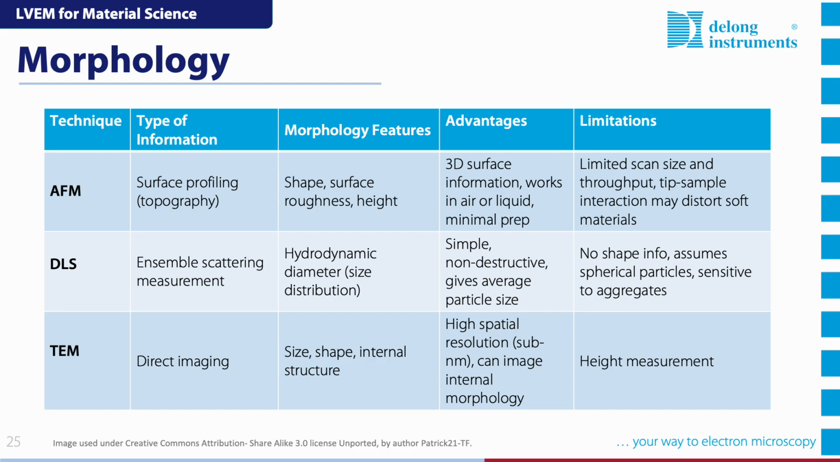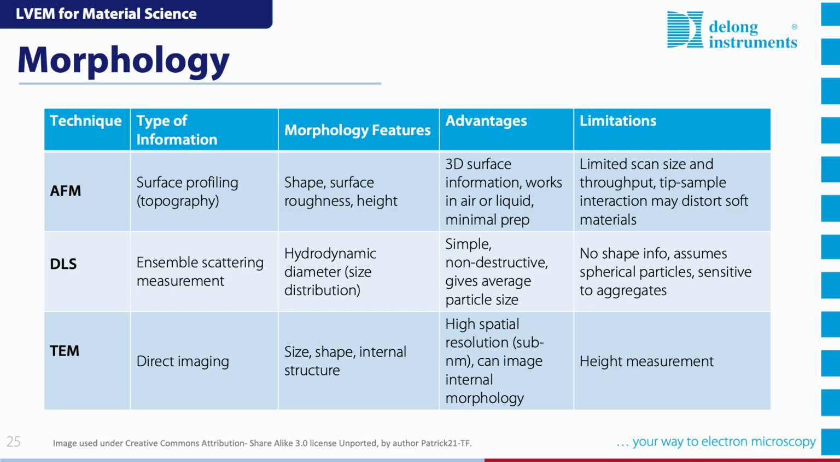First, let's compare some common techniques for studying morphology: AFM, DLS, and TEM. AFM, or atomic force microscopy, provides surface profiling, giving information on shape, surface roughness, and height. It offers 3D surface information, works in air or liquid, and requires minimal sample preparation. The limitations are a small scan size, lower throughput, and the potential for tip-sample interactions that distort soft materials.